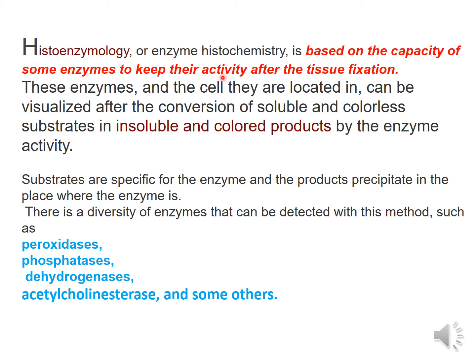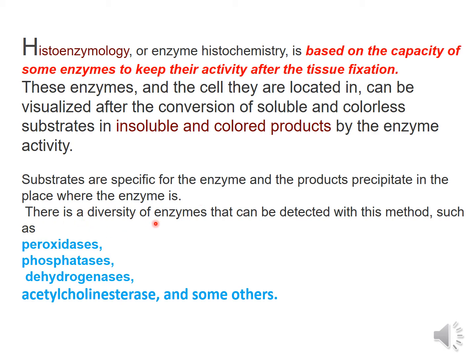These enzymes and the cell they are located in can be visualized after the conversion of soluble and colorless substrates into what? They will be changed into insoluble and colored products by the enzyme activity. Substrates are specific for the enzyme, and the products precipitate in the place where the enzyme is.